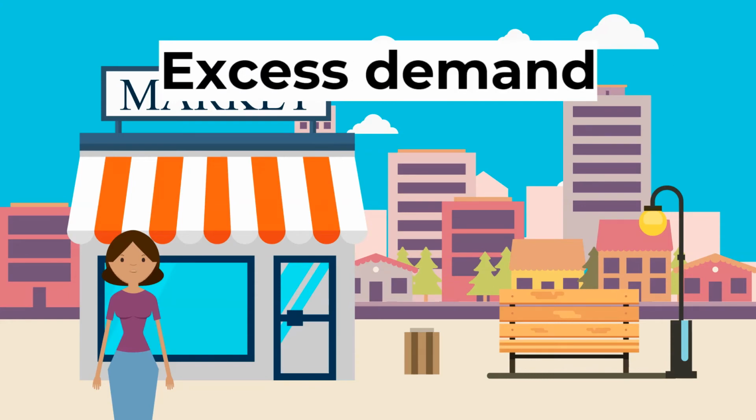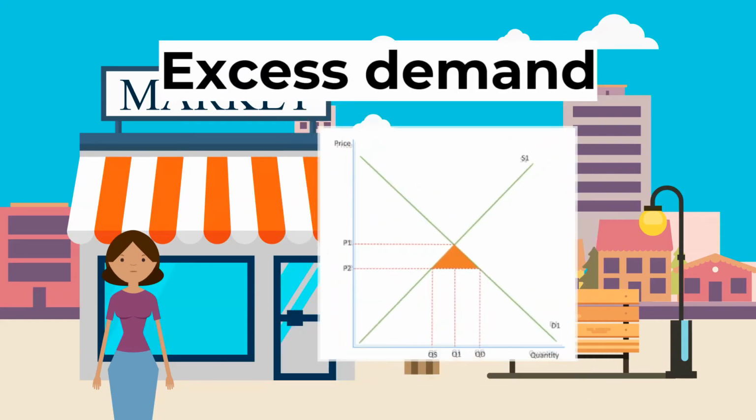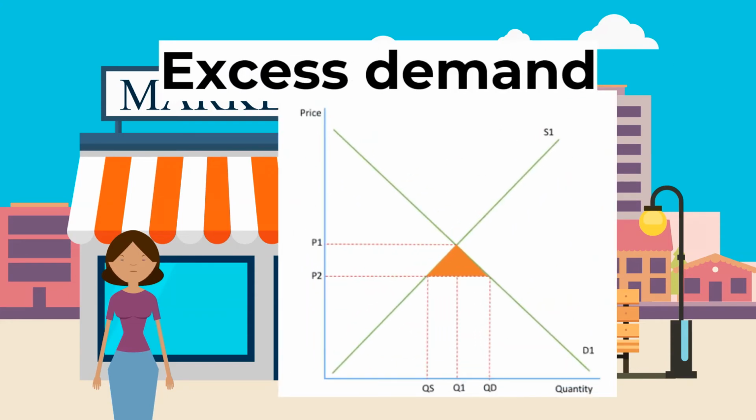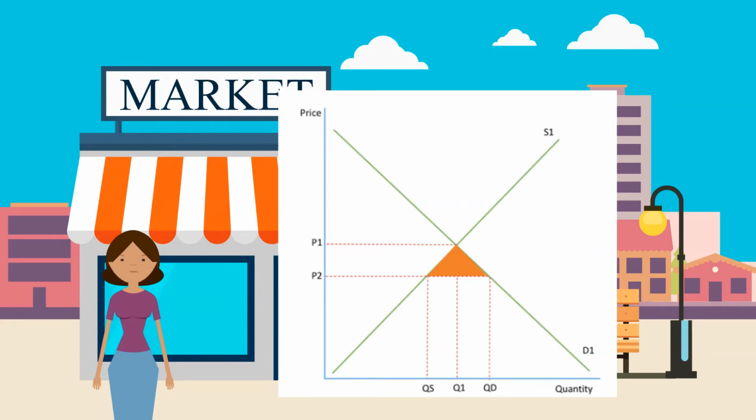What happens if you have excess demand? If the price is set below equilibrium, then there is excess demand. At the price P2, suppliers are willing to supply QS but consumers demand QD, meaning there is excess demand of the orange shaded area. As a result, there is a shortage in the market.